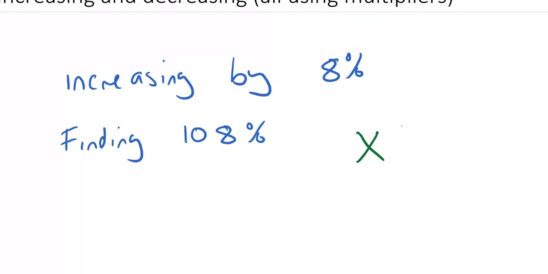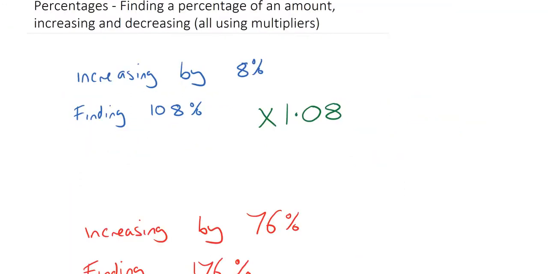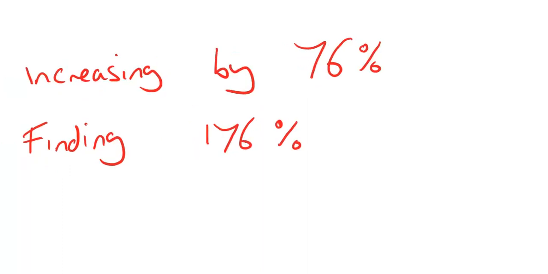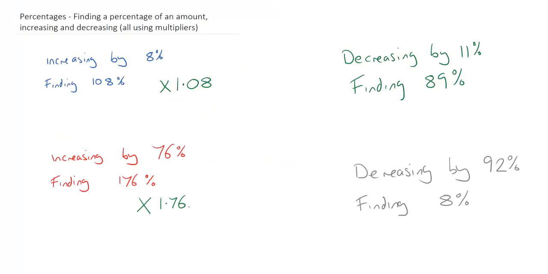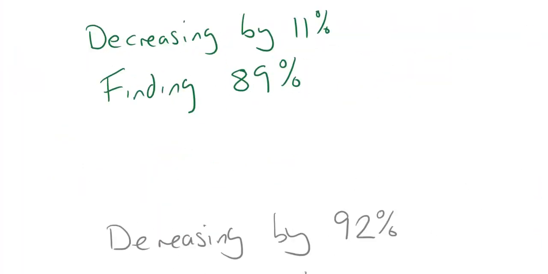Well, I'll have to times by 1.08. They both are the same. What about if I increase by 76%? Well, that is equivalent to finding 176% of the original. And what would that multiplier be there? Well, that would be 1.76. By multiplying my original value by 1.76, I would have increased it by 76%, or you could say I found 176% of it. Now, decreasing is a little bit trickier, okay?